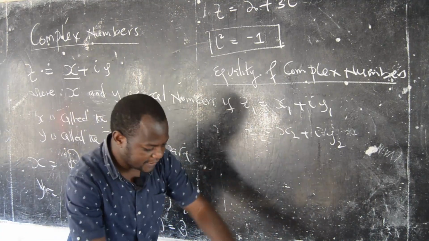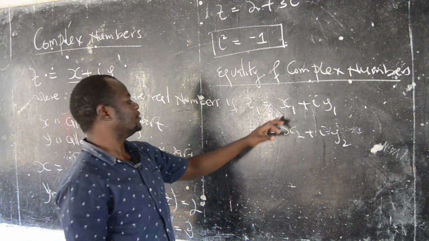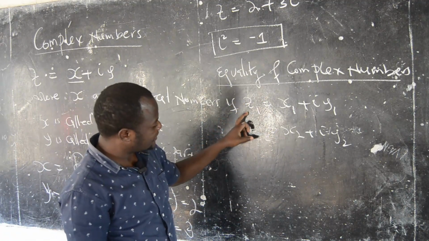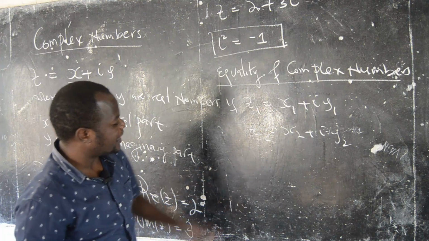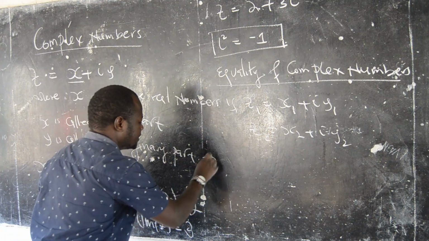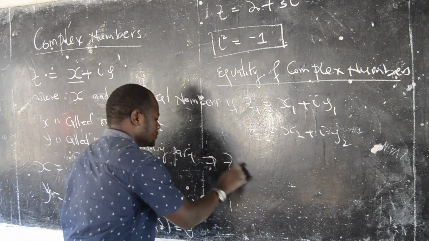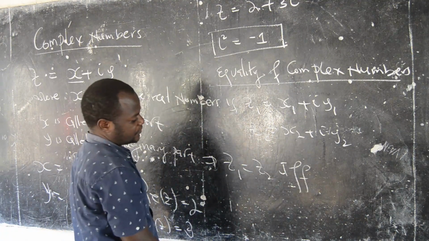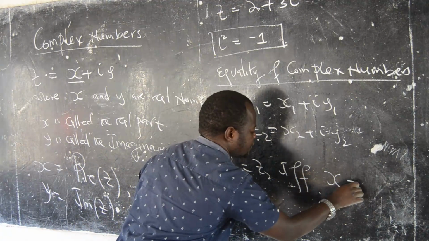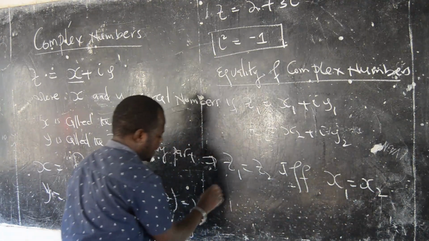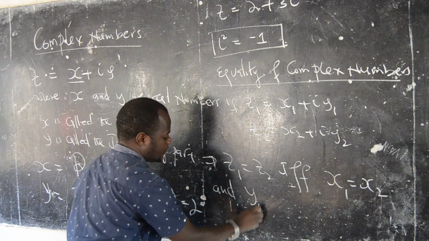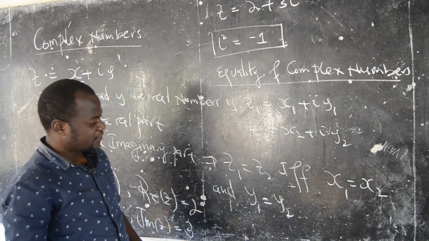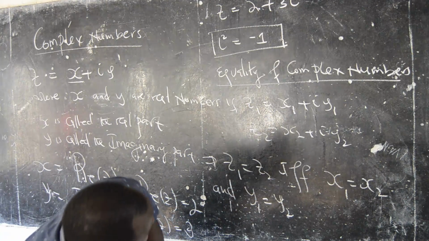If they are equal, then this is what is important. The real of the first part must be equal to the real of the second part. So this implies that z1 is equal to z2 if and only if x1 is equal to x2 and y1 is equal to y2. So this is a very important property which we shall have to look at in terms of application.